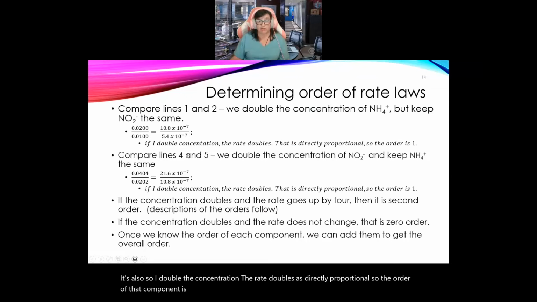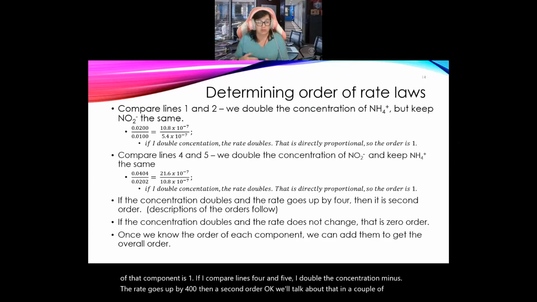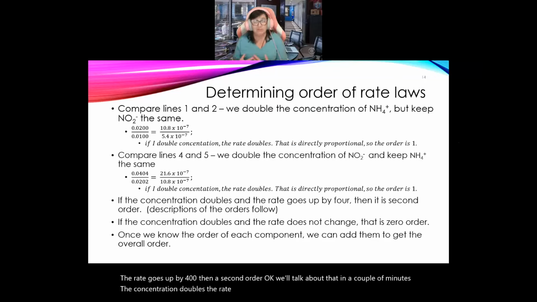If I compare lines 4 and 5, I double the concentration of NO2 minus and keep the NH4 plus the same. If I double the concentration, the rate doubles. That's directly proportional. So the order is 1. If the concentration doubles and the rate goes up by 4, then it's second order. Okay, we'll talk about that in a couple of minutes. If the concentration doubles and the rate doesn't change, then that's 0 order. It's not part of the rate law.